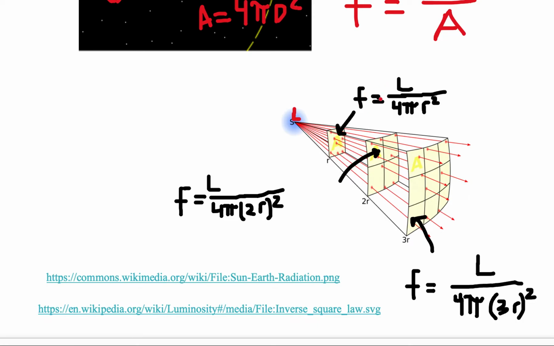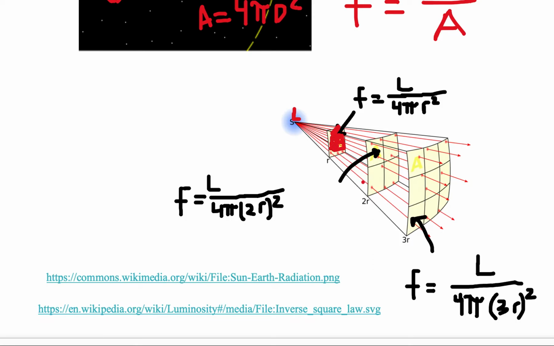Well, the flux is always equal to the luminosity divided by the area. The area is always defined as a sphere, which is 4 pi and that distance squared. In this case, the distance is given as r, so the luminosity divided by 4 pi r squared gives you the flux on this 1 square meter area.